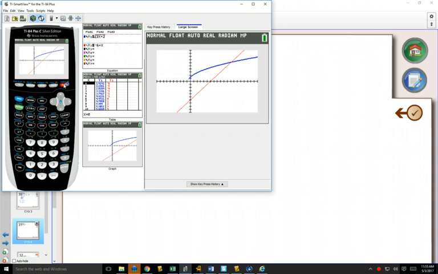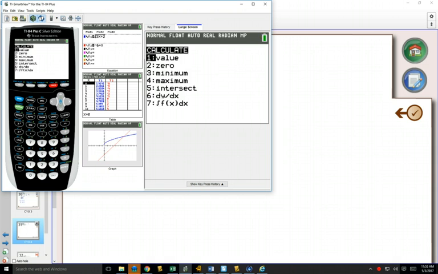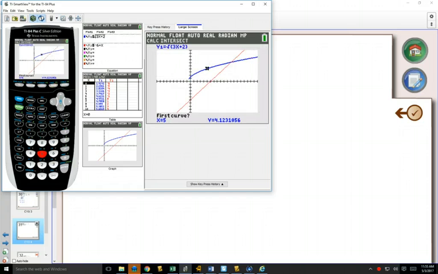The solution to that problem is where they cross. We can find that by going second, calculate, number 5, the intersection. Enter on the first curve, enter on the second curve, enter to guess. This is why I like doing the y1 and the y2 better than the x-intercept method. If you're finding the x-intercept, you have to go to the left and to the right. I find it takes a little bit more time than just going curve 1, curve 2, enter, enter, enter.